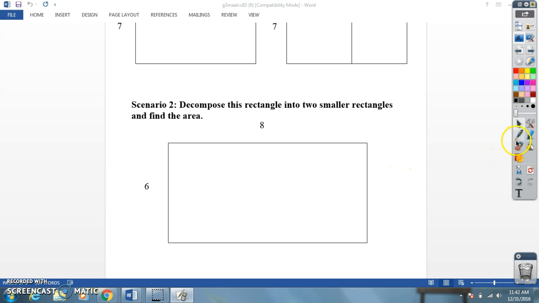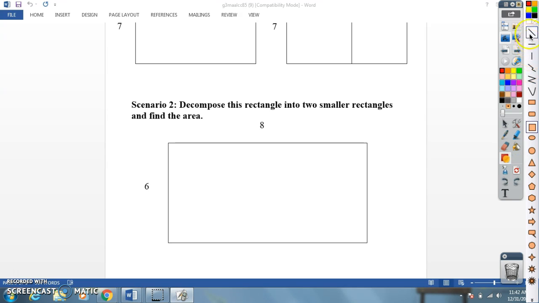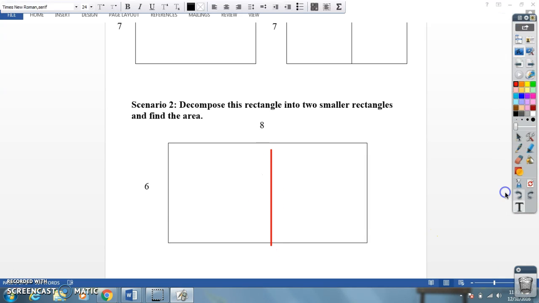In this case, I'm going to make it easier for me, and I'm going to divide the rectangle in half. Because I know 8 is an even number, I'll just divide it in half here, and I will make this a 6 by 4. And then over here, I will do 6 by 4. And that'll be a little easier for me to do my multiplication problem.